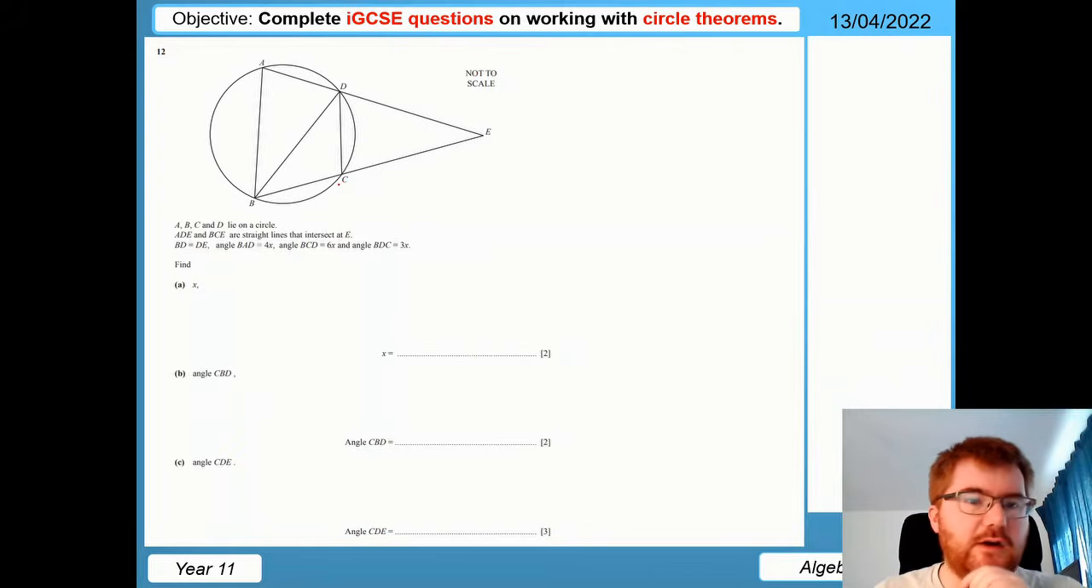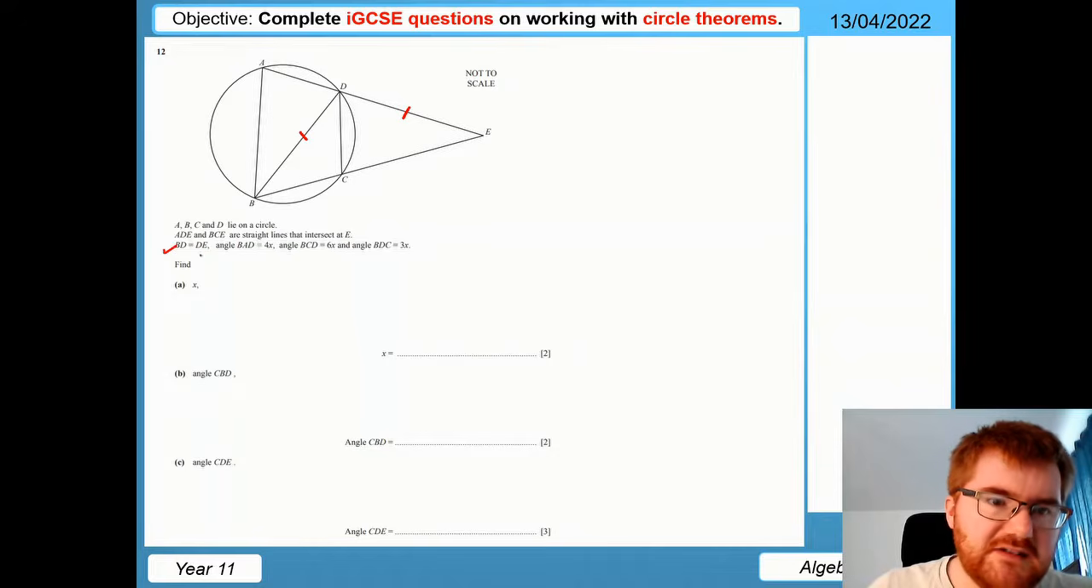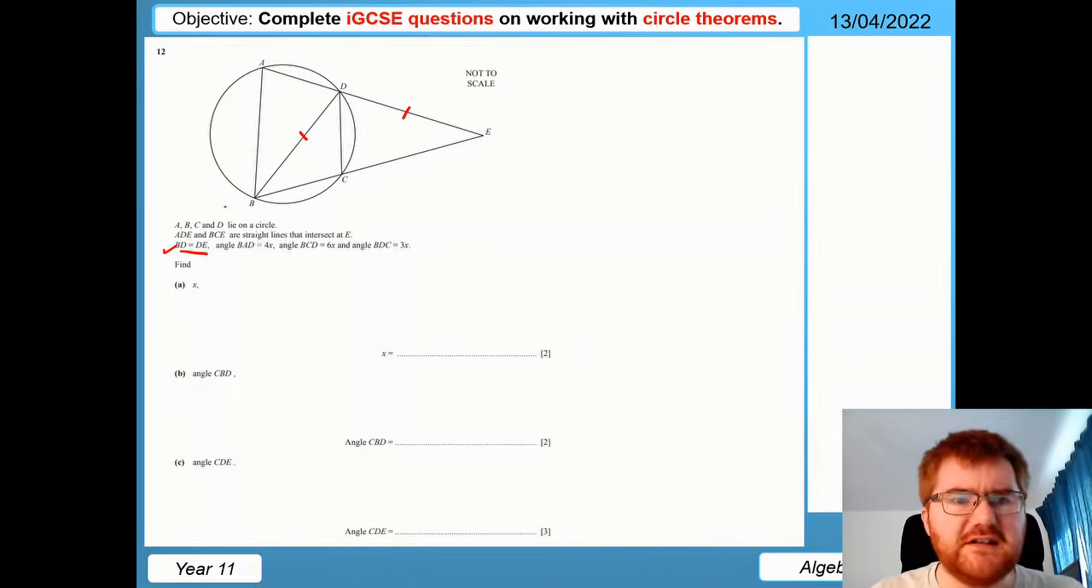So this is question 12, and A, B, C, D lie in a circle like we've shown. A, D, E and B, C, E are straight lines that intersect at E. So this line and this line intersect at E. BD is equal to DE, so I'm going to put that in straight away. Now I use these two lines here to indicate that they're the same length. So as I see the information here, I just tick it off.